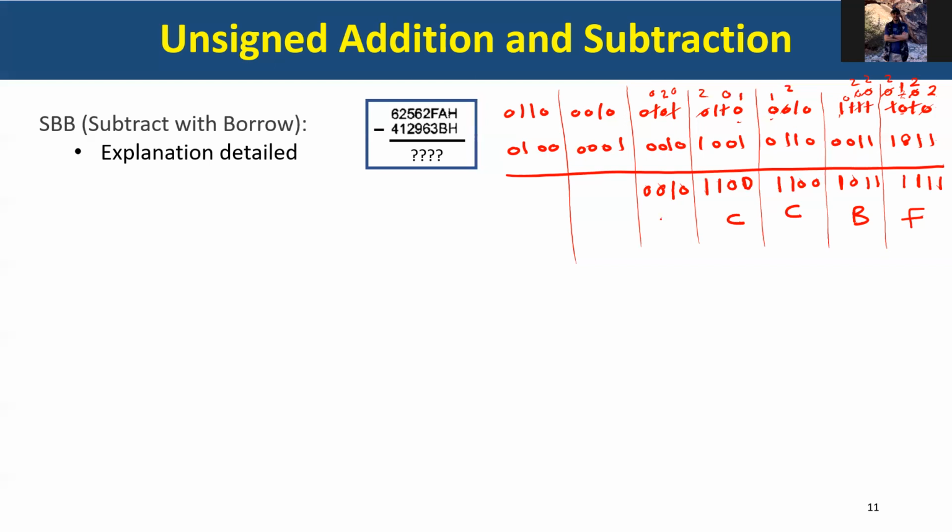And so this will be 2. 0 minus 1 can't be done, so we're gonna borrow that guy. This guy will be 2. 2 minus 1 is 1. Then 0 minus 0 is 0, 0 minus 0 is 0, 0 minus 0 is 0, 0 minus 0 is 0. 1 minus 0 is 1. 1 minus 1 is 0. 0 minus 0 is 0.